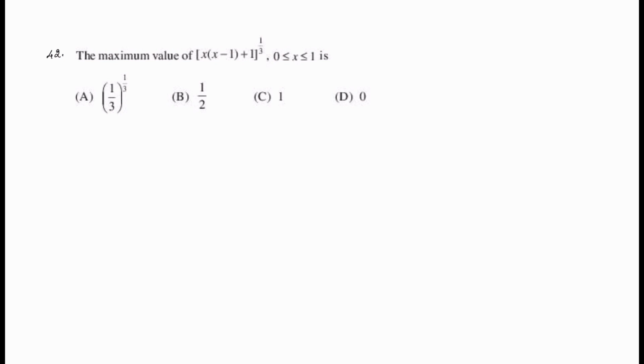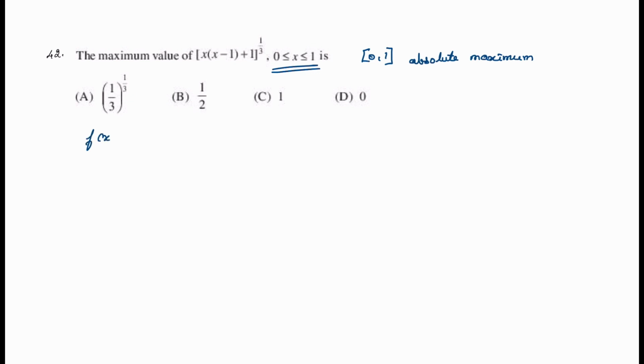Question 42. The maximum value of (x times (x minus 1) plus 1) whole raised to 1 by 3, where 0 is less than or equal to x less than or equal to 1, is. Look at the given interval, it is a closed interval. If the domain is a closed interval and we have to find the maximum or minimum value, it becomes an absolute maximum and absolute minimum question. So here we have to find the absolute maximum, even if the word absolute is not mentioned, because of the closed interval.